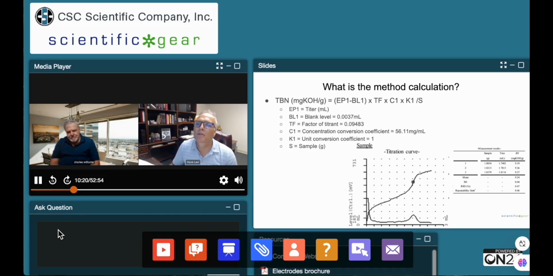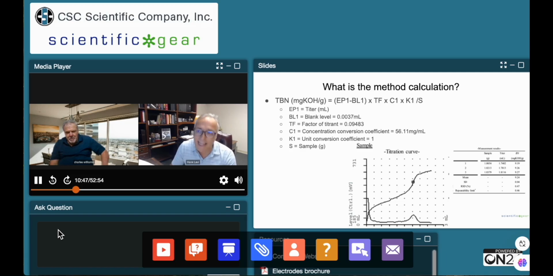Yeah, we do. So TBN is measured in milligrams KOH per gram. And that is equal to, you can see the calculation here, the endpoint minus the blank times the titrant factor times the concentration conversion coefficient times a unit of conversion, divided by the sample size in grams. Let's go through each one of these, shall we?